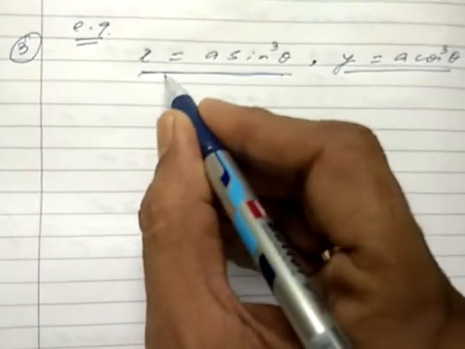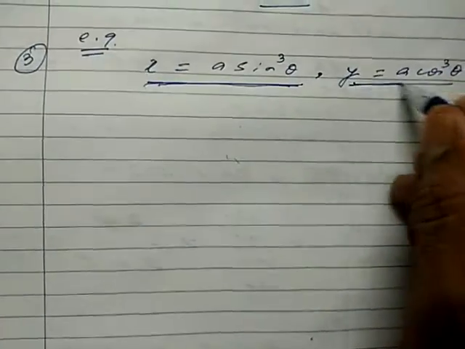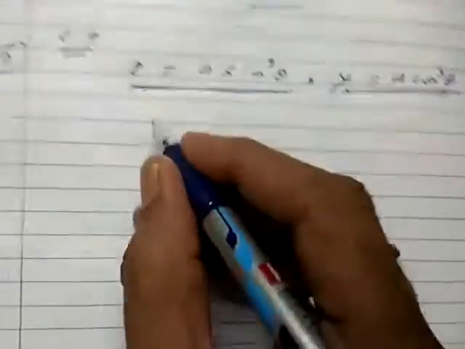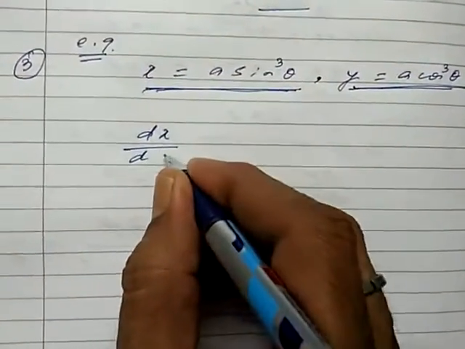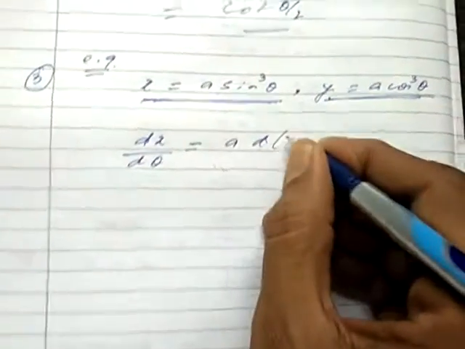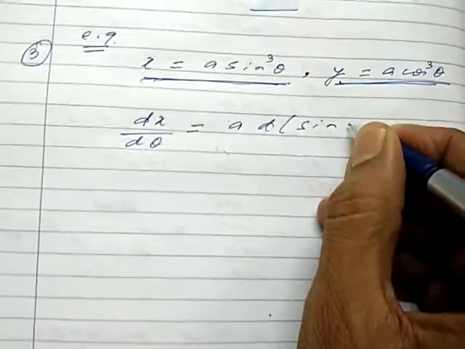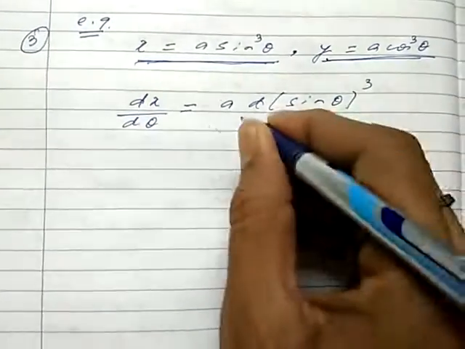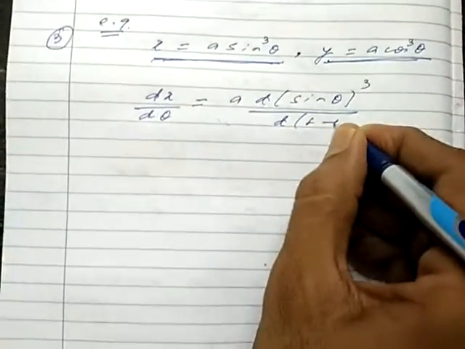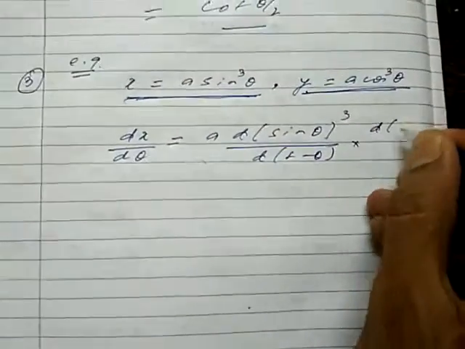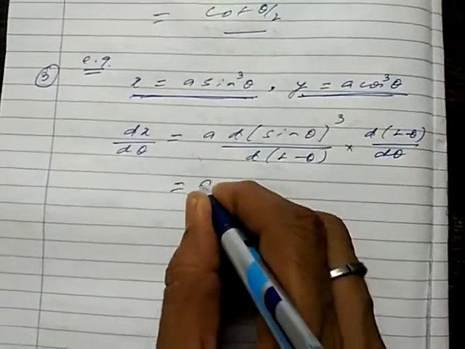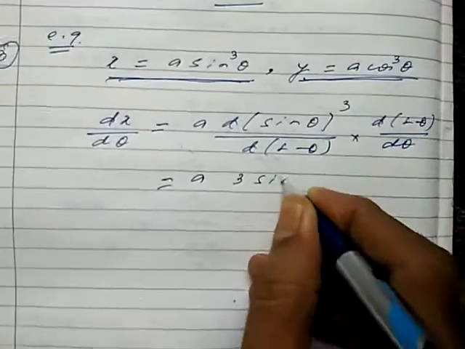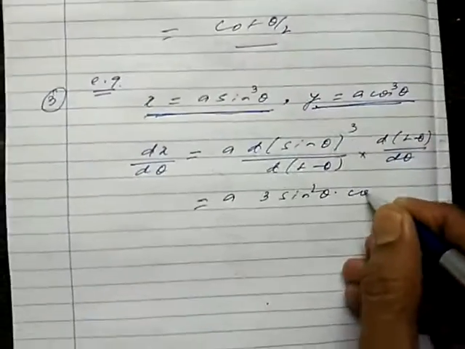I'm taking the third example. This is x is equal to a sine cube theta and y is equal to a cos cube theta. What we'll do first, again, we'll differentiate x with respect to theta. So this is dx by d theta, and that is a d of sine theta whole cube. We'll go with the chain rule here. This is 3 sine square theta, and this is d of sine theta upon d theta. That will give you a outside, 3 sine square theta into cos theta.